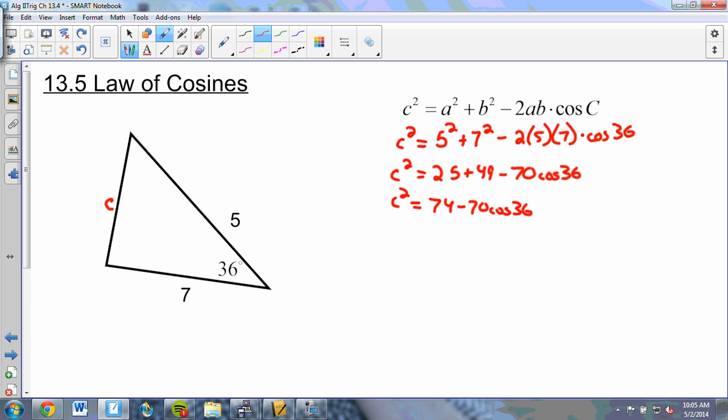Please hear this. You cannot do 74 minus 70 ever with these law of cosines, because this is multiplication, and you have to do multiplication before you can do subtraction or addition. So don't ever try and do 74 minus 70 is 4. But at this point, I'm just going to plug it into my calculator.